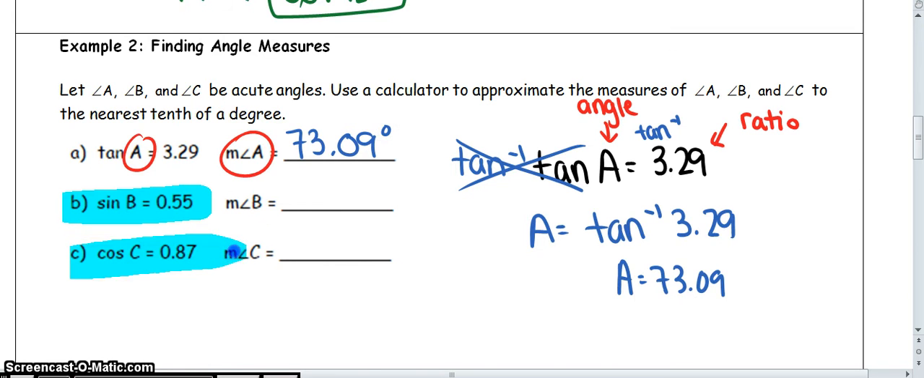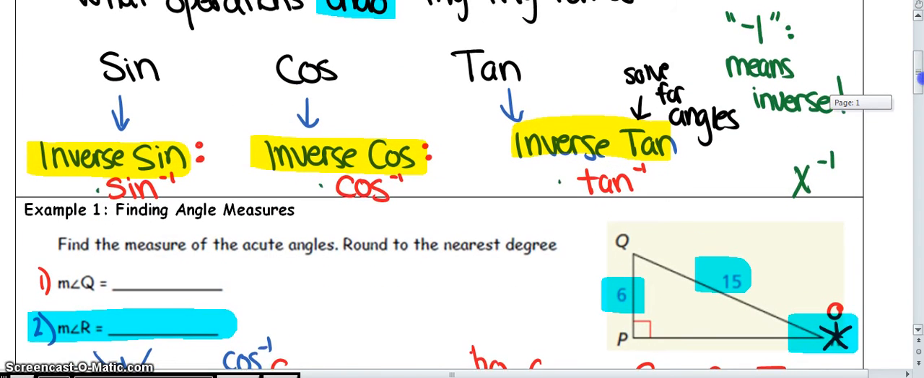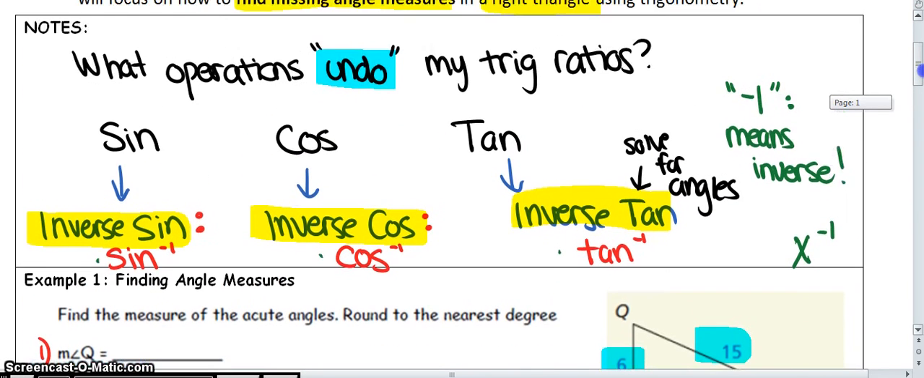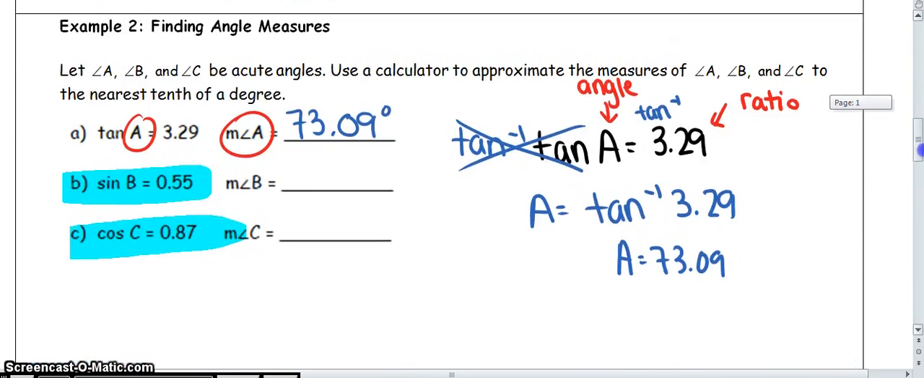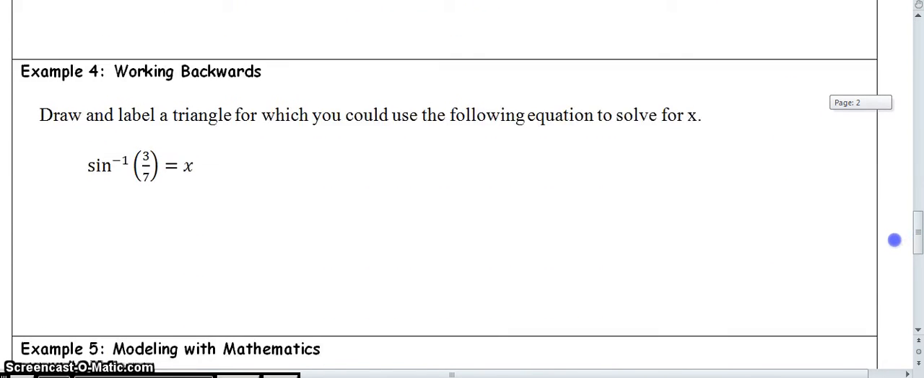I'm leaving a couple for you to try on your own here. So that's basically how you'd solve for angles using the trig ratios. Now you've learned what inverse sine, inverse cosine, and inverse tangent are, and you can use them to solve for missing angles.